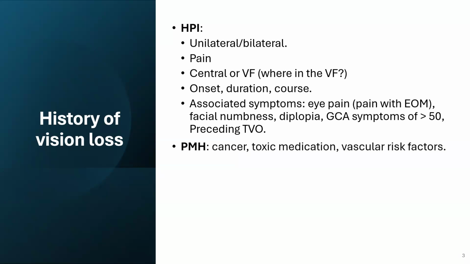In any history, you have to ask about the past medical history. Was there a history of cancer? Think about metastasis or any other condition, like an autoimmune condition, like paraneoplastic, or toxic medication. Can anyone name any toxic medication that can cause visual loss?